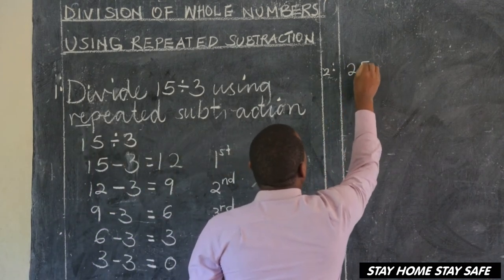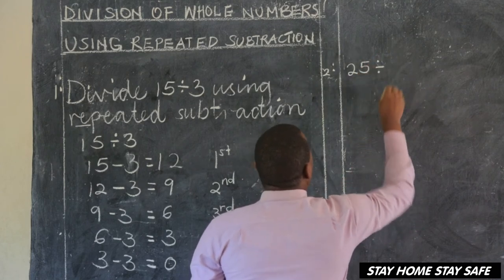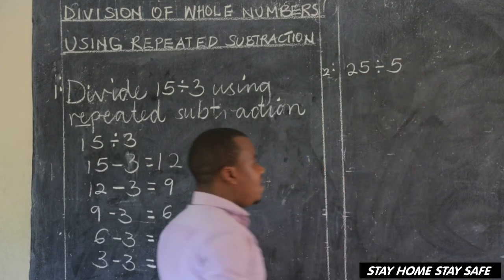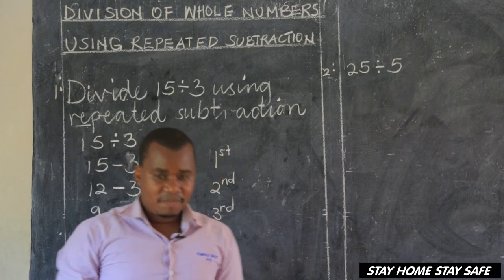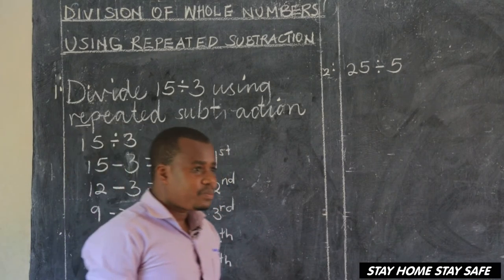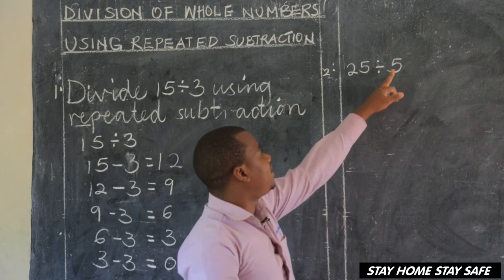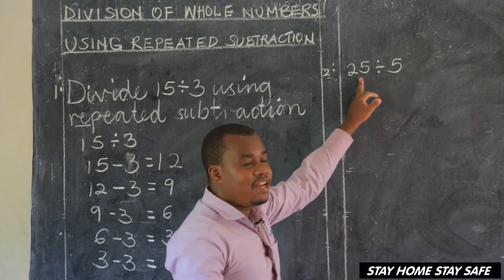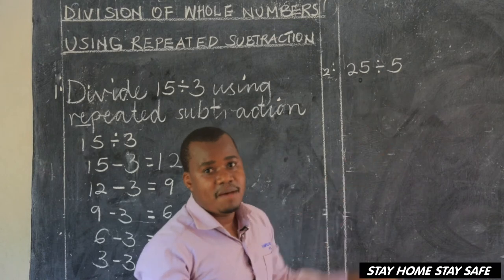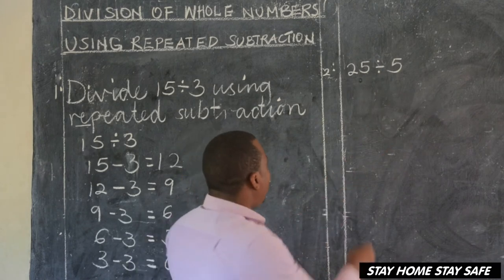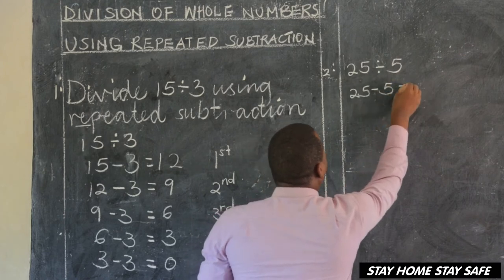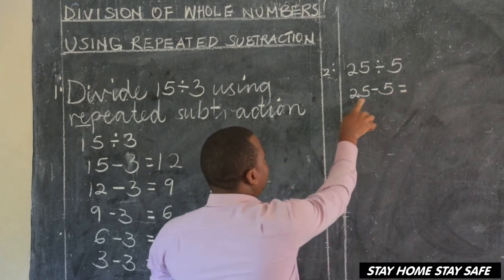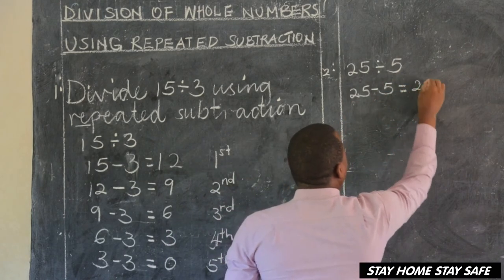25 divided by 5. And we know we are using repeated subtraction. So what are we going to do? We keep subtracting the divisor from the dividend as we count the number of times. So I'm going to have 25 take away 5. What do we get? 25 minus 5 is 20.